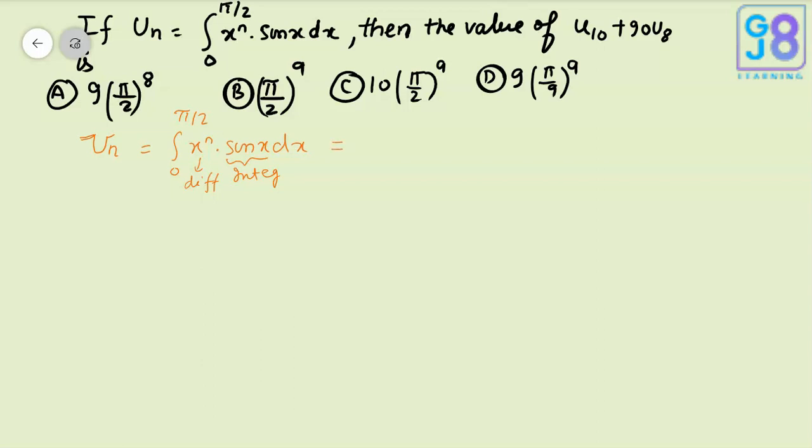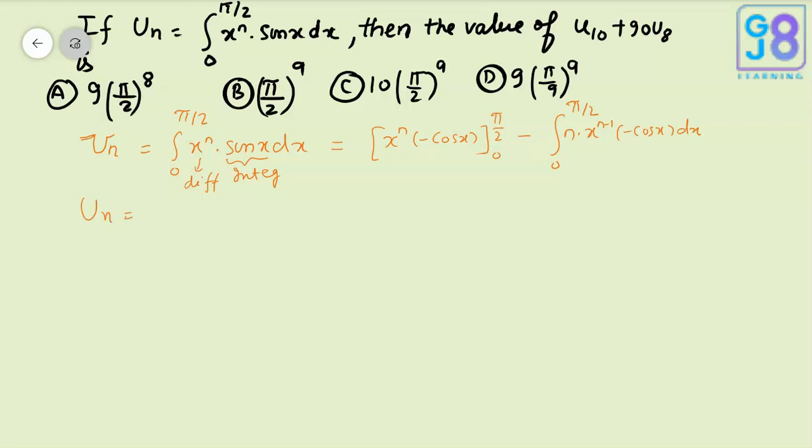So if we choose sin x as the function to be integrated and x to the power of n as the function to be differentiated, we get x to the power of n times minus cos x, limit from 0 to pi by 2, minus, then we differentiate x to the power of n, so we get n times x to the power of n minus 1 times minus cos x dx from 0 to pi by 2. So we'll put the limits and simplify.